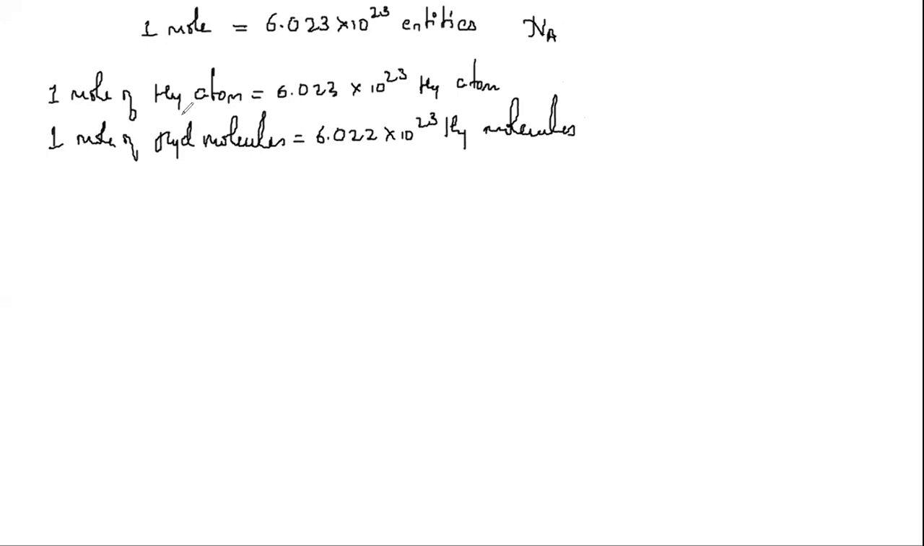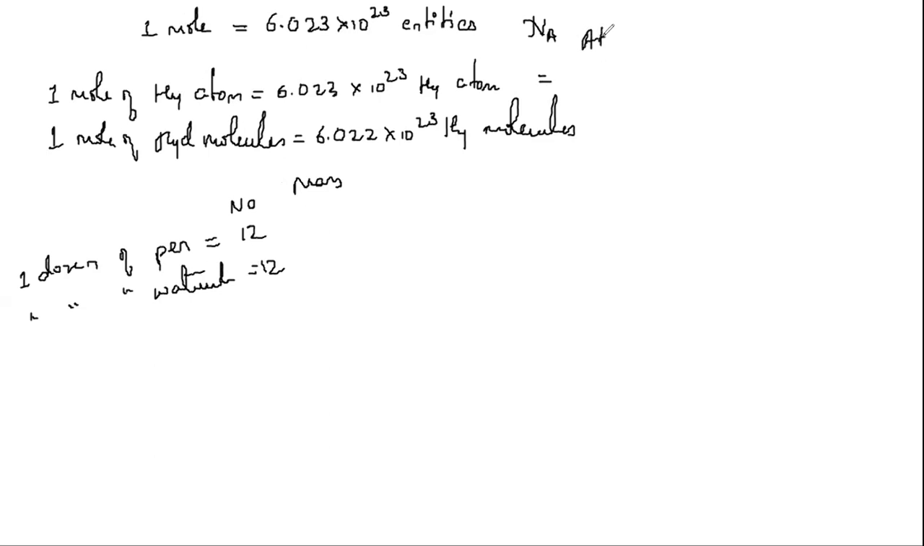Now see, if I say 1 dozen of pens, how many pens? It is 12. Or 1 dozen of watermelons, how many watermelons? 12. The number is the same, but will the mass be the same? No, the mass differs. The mass of a pen is the mass of a pen, and the mass of a watermelon is the mass of a watermelon. Similarly, if I say 1 mole of hydrogen atoms, it will have the same number, but what will be the mass? Its mass is always the atomic mass if it is an atom. If I say 1 mole of hydrogen molecules, the number of molecules will be the same, but the mass will be the molecular mass.